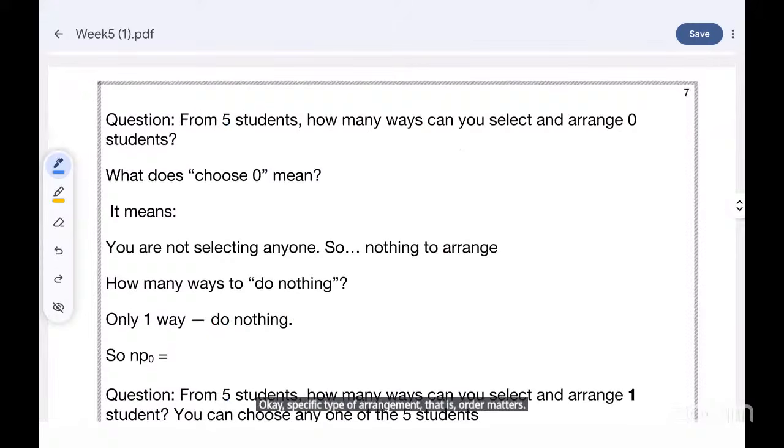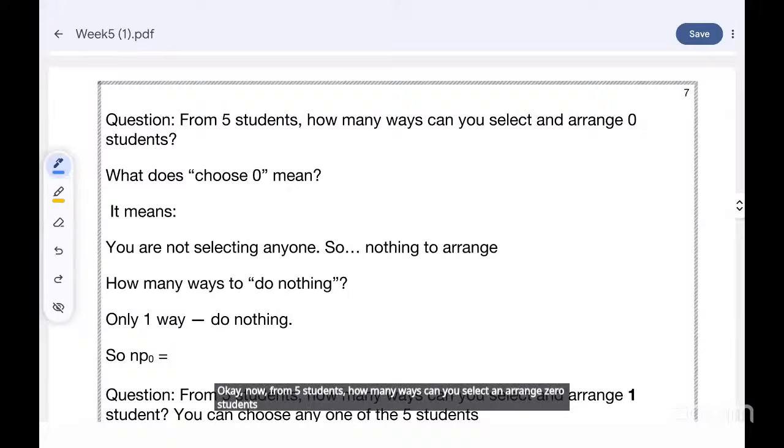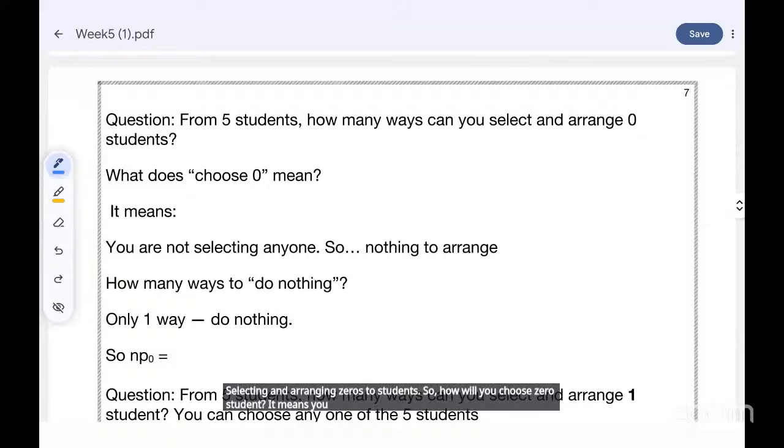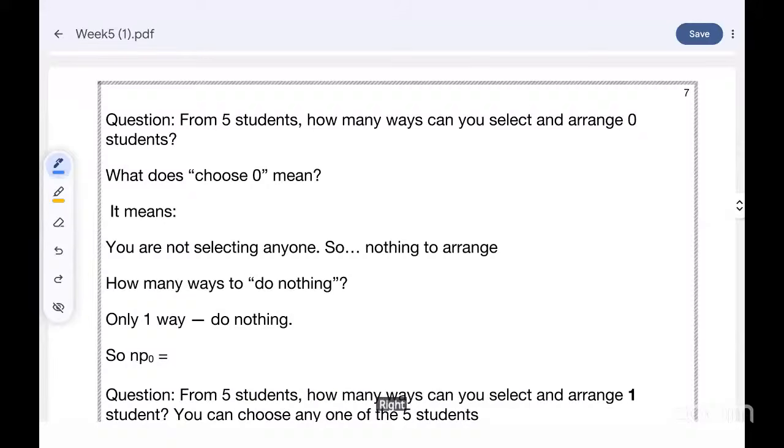Now, from 5 students, how many ways can you select and arrange 0 students? What is meant by selecting and arranging 0 students? How will you choose 0 students? It means you are not choosing anyone, right? So if you are not choosing anyone, is there anything to arrange?